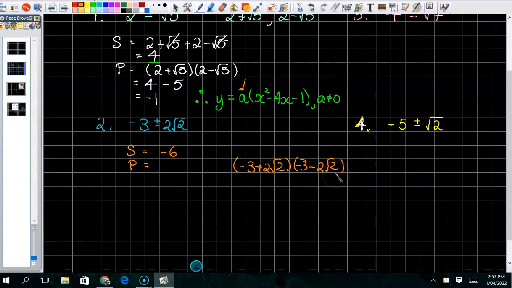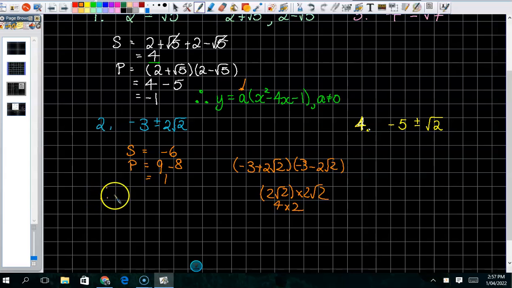I just heard someone go, ew, right? -3 times -3 is 9. You're just squaring that. And positive times a minus is a minus. What's 2 root 2 times 2 root 2? So again, it's 2 root 2, yep, times 2 root 2. You can say 2 2s are 4, root 2 times root 2. I know, but some people don't know. So we've got 8 and we've got it's 1.